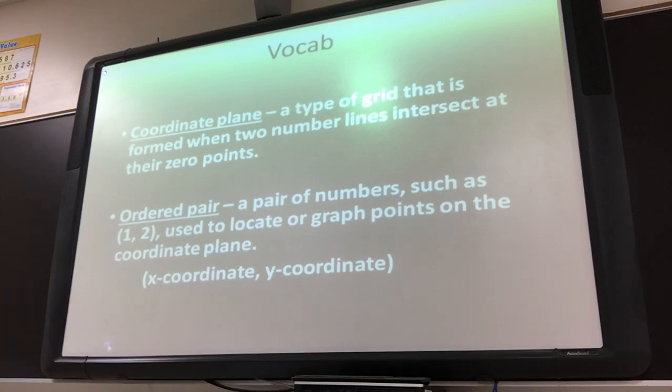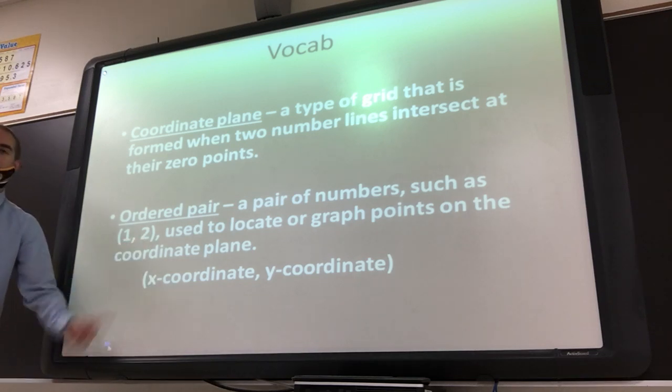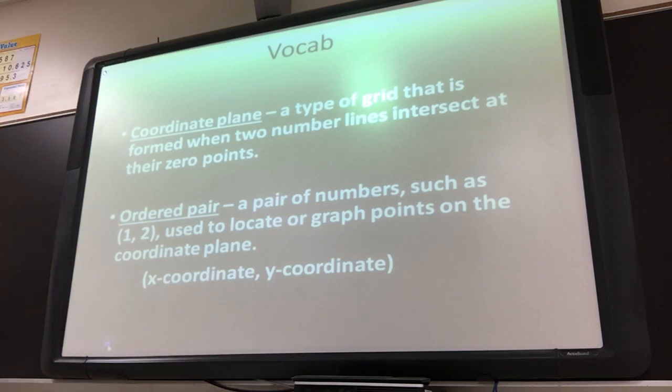And to locate a point on a graph, we use what's called an ordered pair. That tells us what coordinates it goes at. And the big thing to remember is the x-coordinate comes first in an ordered pair. The y-coordinate comes second. So it's x comma y, and that's how you know where to find a point or where to graph a point on the coordinate plane.